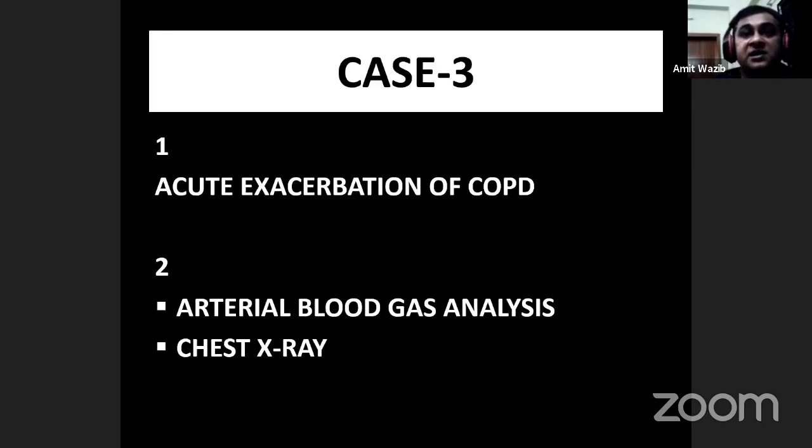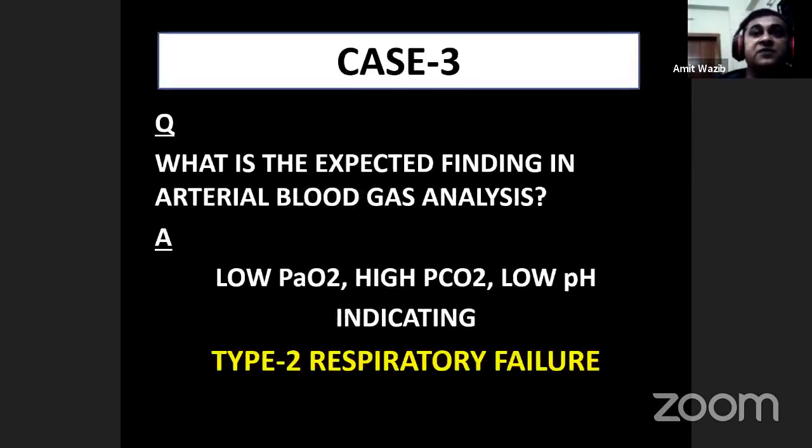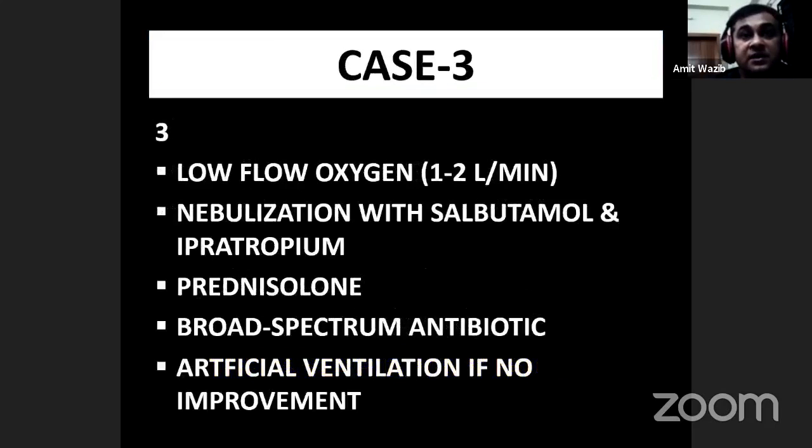What do we expect in arterial blood gas? In fact, we expect the features of type 2 respiratory failure. That is low oxygen, high carbon dioxide, and low pH. We will discuss respiratory failure a few minutes later. So let's get into the next question. That is, how will you manage the patient?